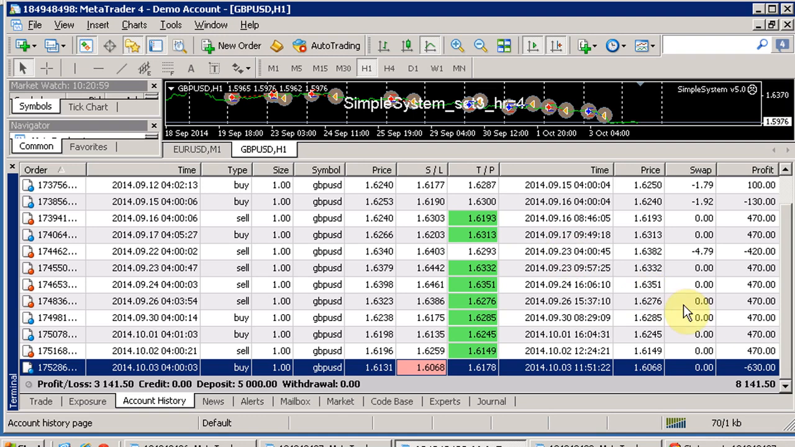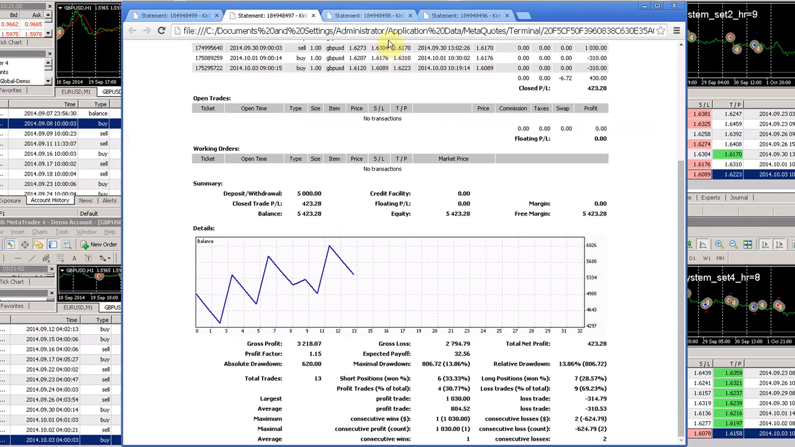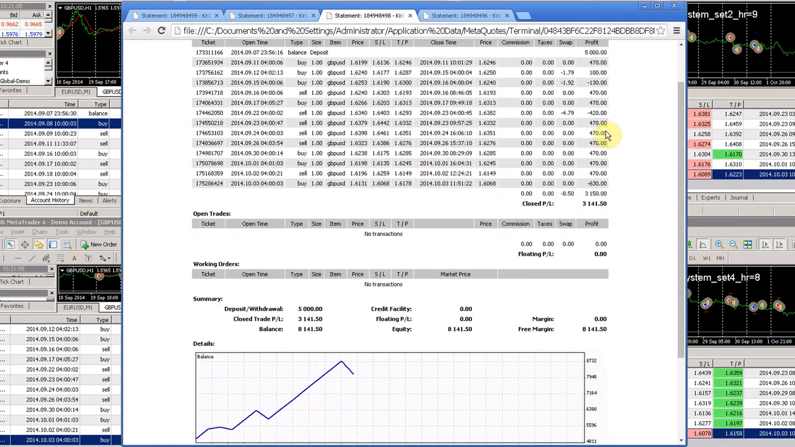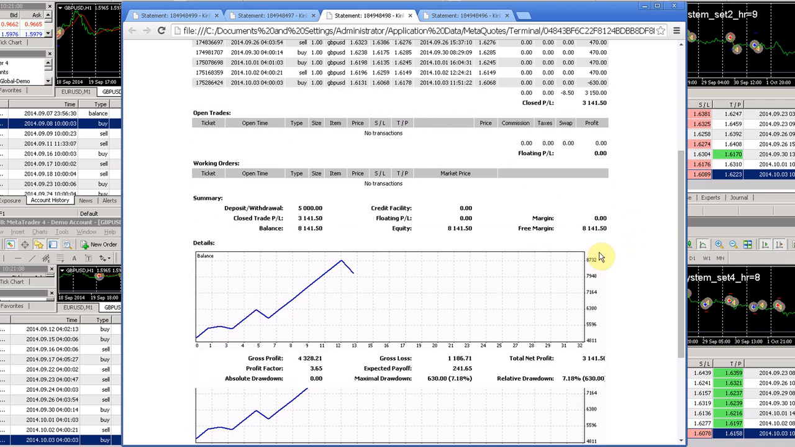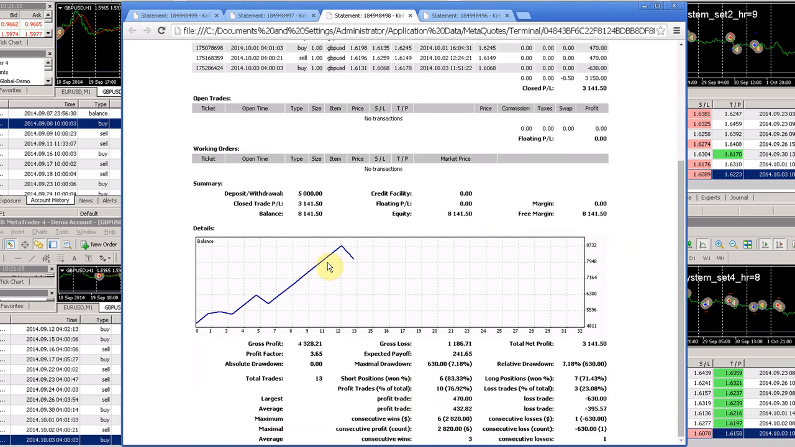So let's have a look at results in the form of a report. I've got this report here, and as you can see, all these trades are up at the top, and here we've got our chart, which is an amazing chart. And of course, you'll always have these losses on your account, which occur from time to time and are inevitable.